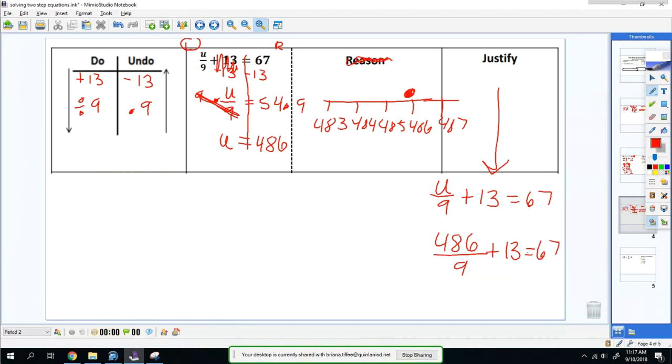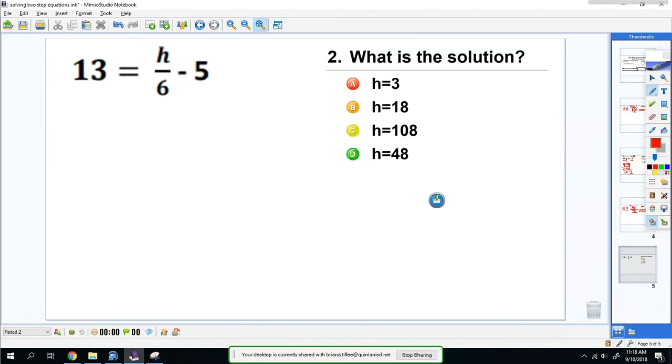So you're going to do 486 divided by 9, which is 54, and then you're going to add 13 to that. Well, 54 plus 13 is 67. So 67 does equal 67, so the answer is true. So we're correct. Okay. Now you pause the video and try this one by yourself.